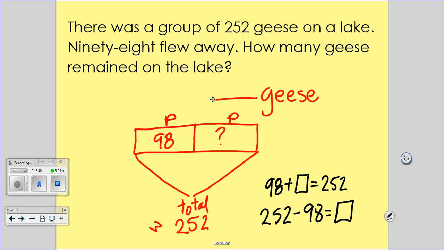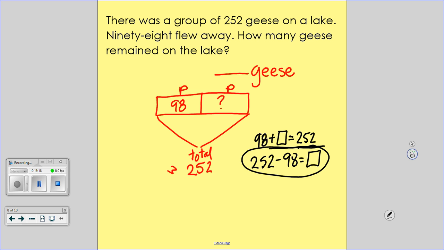I think this equation right here, that was supposed to be a different color. Let's try that again. Okay, it'll just be black today. That's fine. That equation right here is what's going to be the most helpful. So now we have a subtraction problem. Are we okay with this?